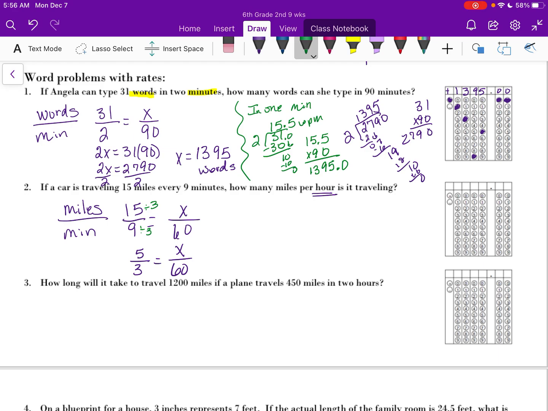So I'm going to use the factor here of 3 times 20 gives me 60. So my answer is going to be 5 times 20, because whatever you do to the denominator, you have to do to the numerator. And so 5 times 20 is 100 miles per hour. Okay, I don't suggest anybody drive that fast.